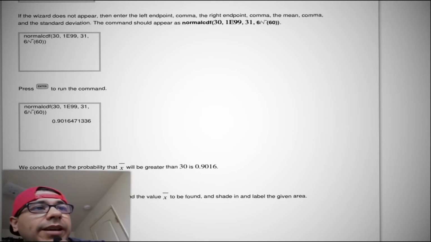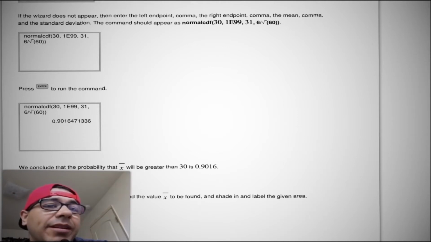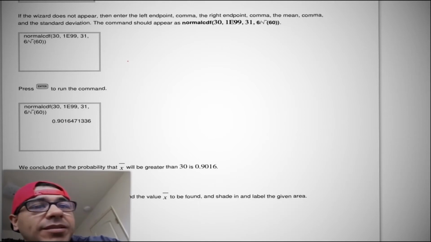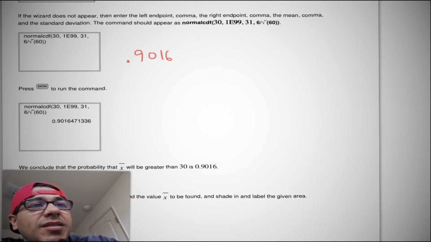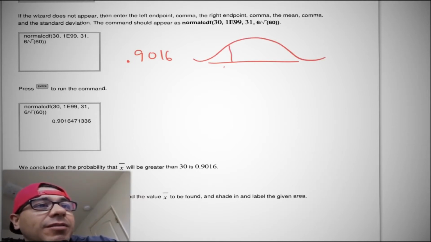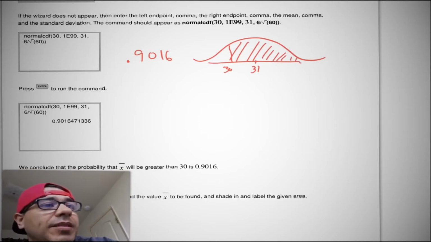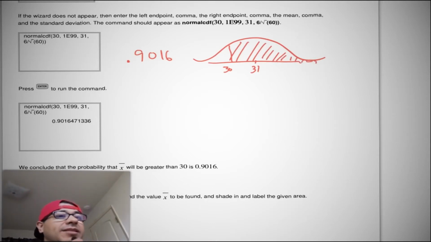Go ahead and plug that into our calculator, and we see that we end up with that area of 0.9016. We're rounding this to 4 decimal places: 0.9016. So that represents that area that we discussed earlier. This was 30, our mean was 31, so that 0.9016 represents that area right there.